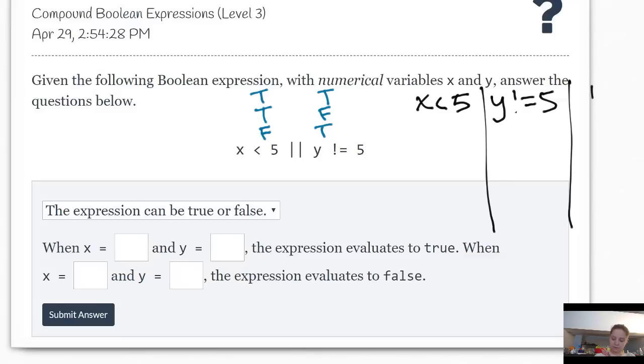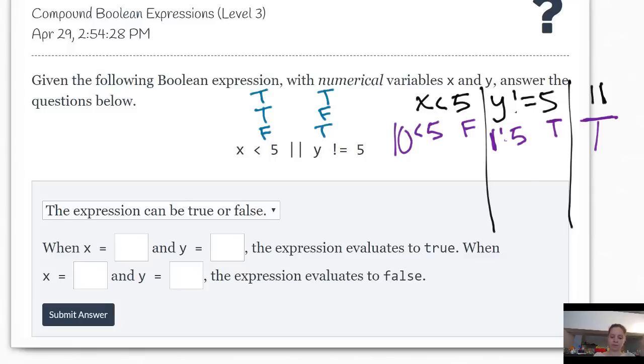For OR to be true, let's work backwards. If I want the goal to be true, let me find one where y is true and x is false. So if x is, say, 10, 10 is not less than 5, so that's false. I want y is not equal to 5 to be true. Let's make y 1. 1 is not equal to 5, and here's a scenario where we've made this expression true.